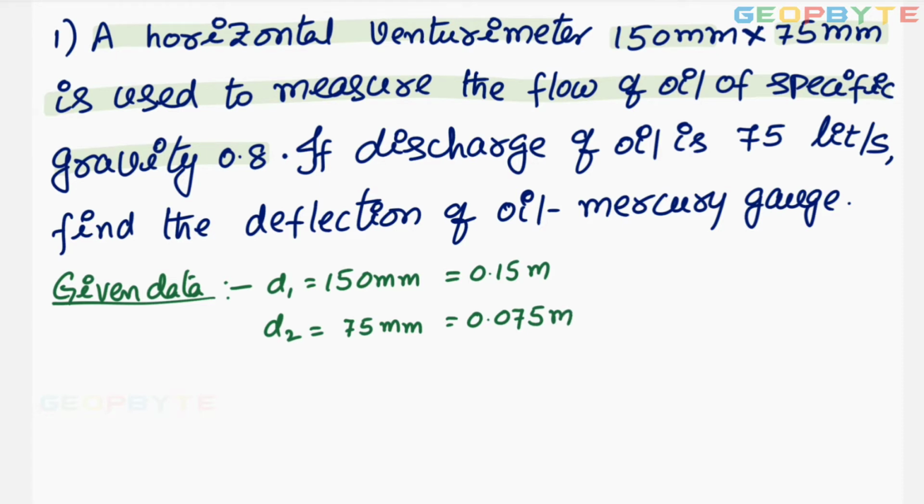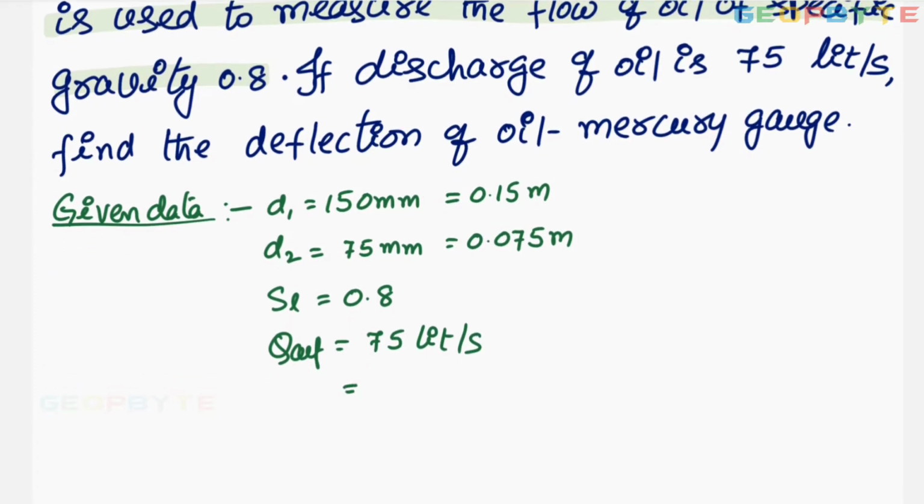Oil is flowing through a pipe, the specific gravity of the liquid which is flowing through the pipe is 0.8. The actual discharge is given as 75 liters per second. Let us convert it to meter cube per second: 0.075 meter cube per second. That is given in the problem.